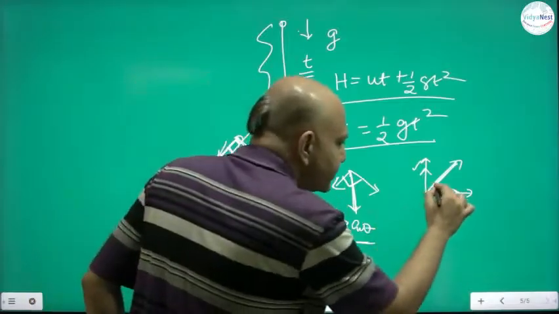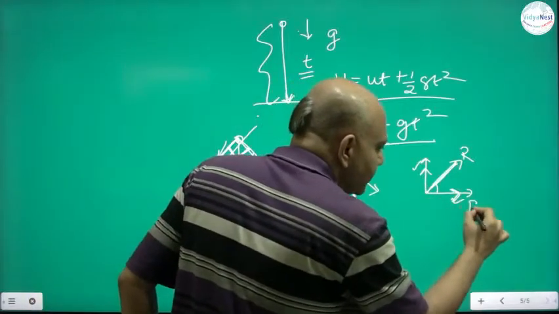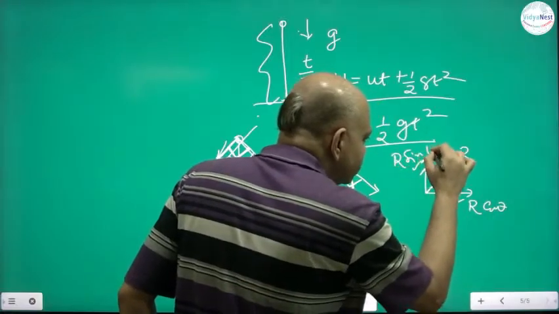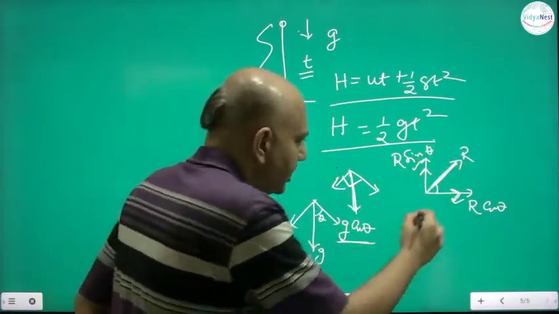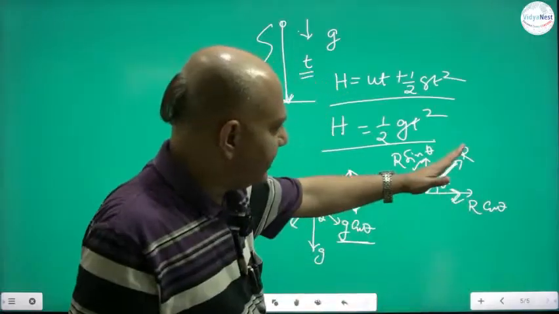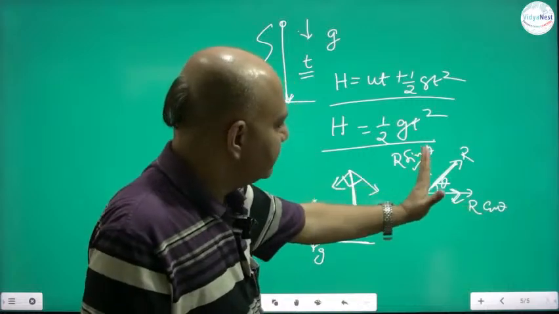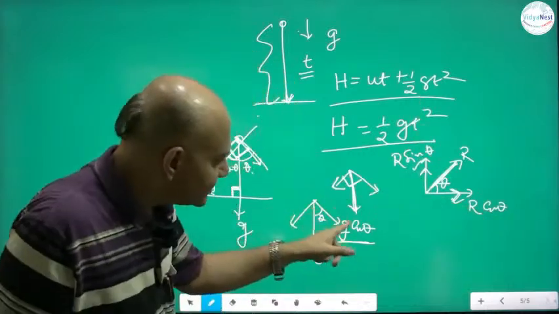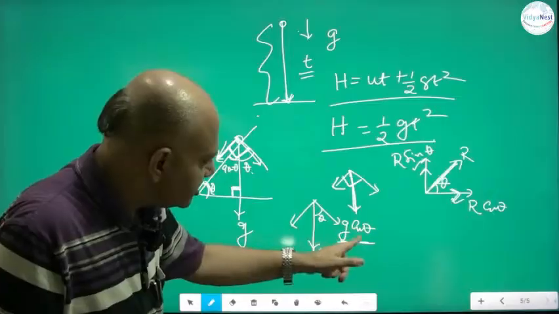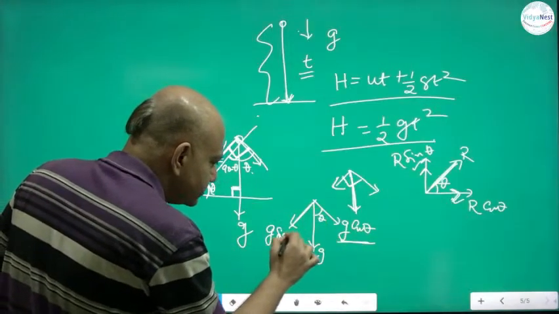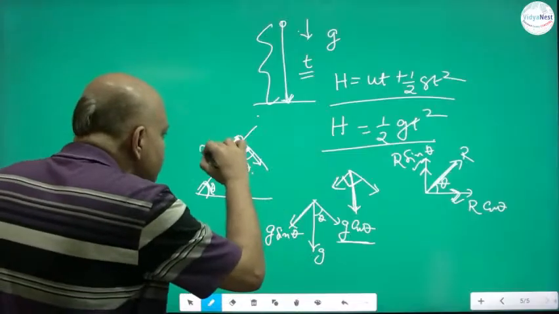Just like we have seen, this is r. So this will be r cos theta. This will be r sin theta, isn't it, Saurabh? The vector r making angle theta, so this component becomes r cos theta and this component becomes r sin theta. So this is g, so this is g cos theta, so this will be g sin theta.